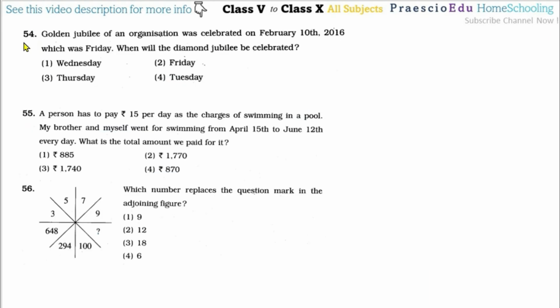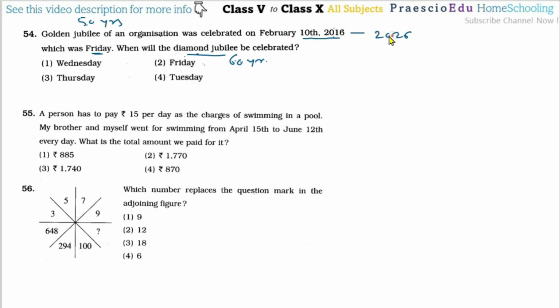Now, question number 54. The Golden Jubilee of an organization was celebrated on February 10th, 2016, which was a Friday. When will the Diamond Jubilee be celebrated? Golden Jubilee means 50 years, and Diamond Jubilee means 60 years. So if the 50 years were celebrated on 10th February 2016 on a Friday, then we go the next 10 years, because 60 minus 50 is 10 years, so to 2026.